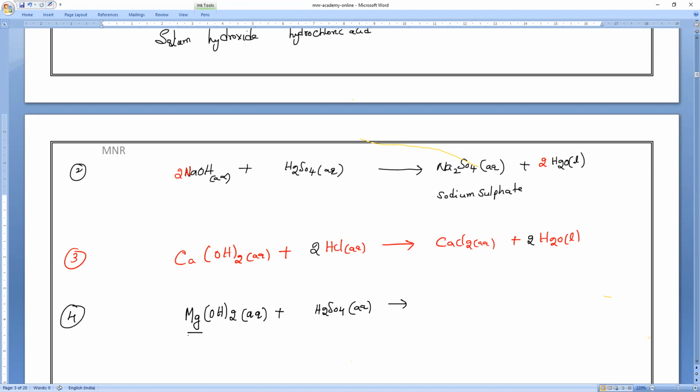Take magnesium from the base, and from the acid you take sulfate. Tell me, magnesium and sulfate, what will come? Yes, magnesium sulfate, that's all. Plus again the same water will come. Nothing else is there. You have to try. If I give one example, the other things you have to try. So magnesium sulfate, and this is calcium chloride.